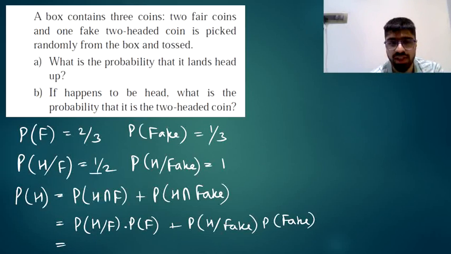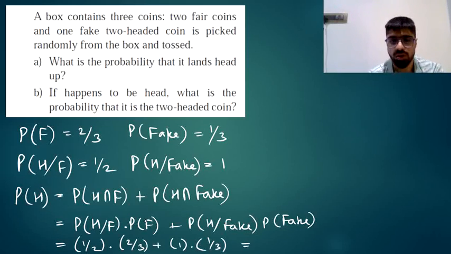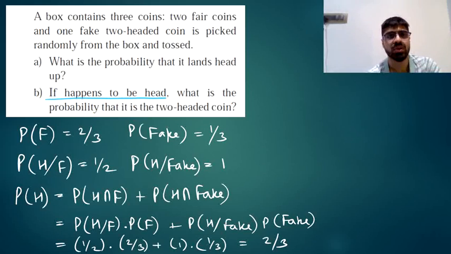P of H given F, that's half. So you got half into P of F, that's 2 by 3. Plus this term is 1 into P of fake, which is 1 by 3. So this gives us 1 by 3 plus 1 by 3, which is 2 by 3 as P of H. And finally they are asking us if it, we just got it as 2 by 3, okay? If it happens to be a head, so they are telling us already that it is a head, okay?